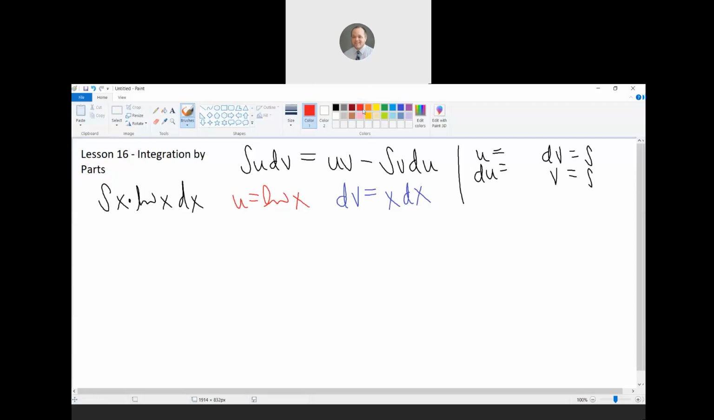All right, so the derivative of natural log of x is just 1 over x dx. And the integral of x, remember you have to integrate dv in order to find v. We just do the power rule in reverse for that. So that would be 1/2 times x squared.